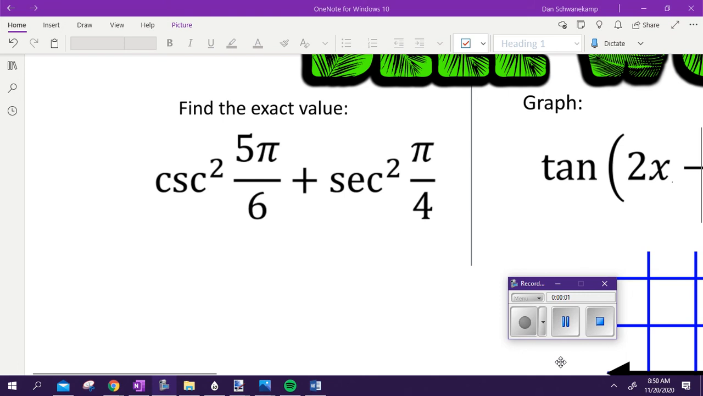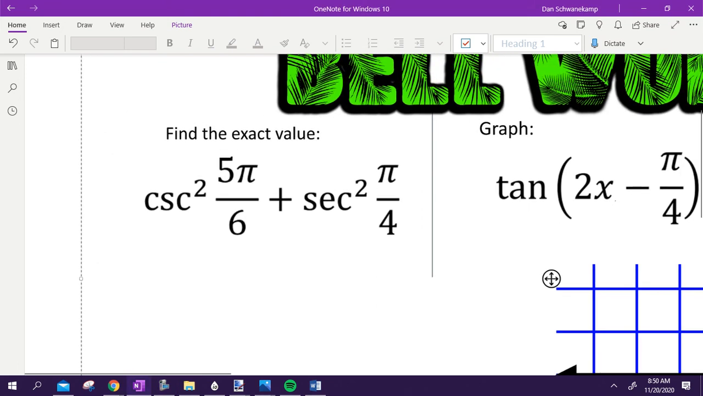We go. Today we are doing some test review, focusing on graphing a little bit more, but we're going to review here in Bellwork as well. Find the exact value of this thing.